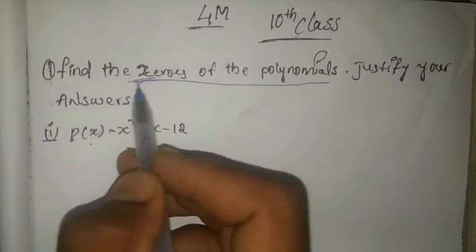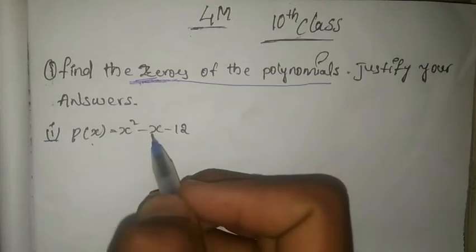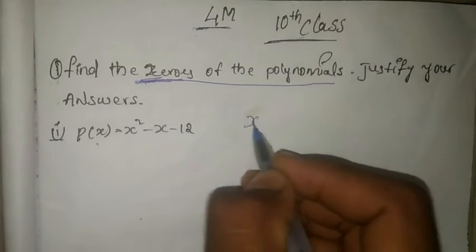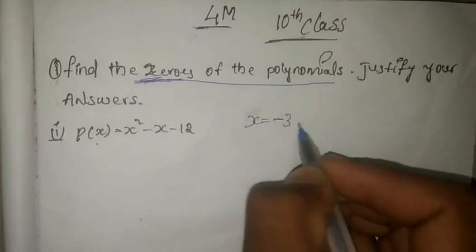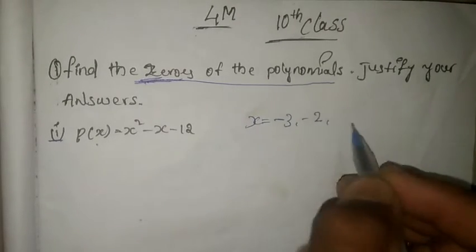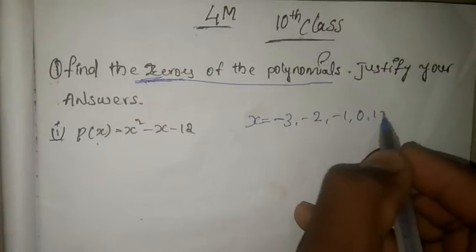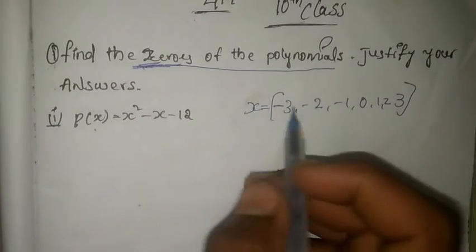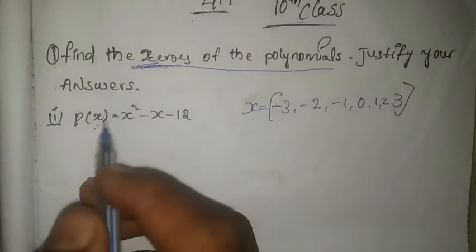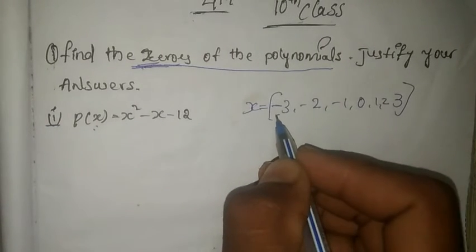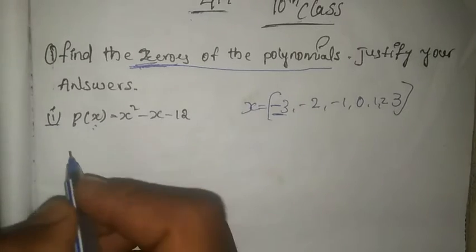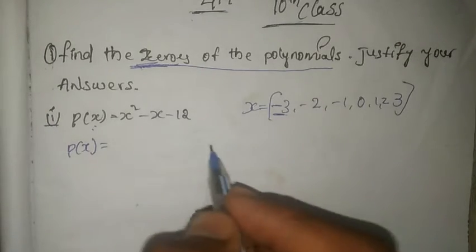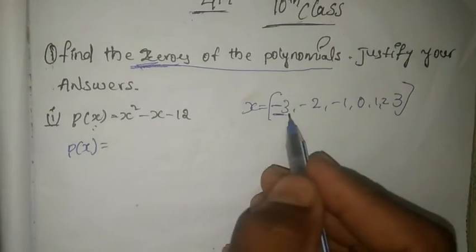We will see how many zeros we get with the x values. So now I am taking x values, that is minus 3, minus 2, minus 1, 0, 1, 2 and 3. I am taking these values in place of x. First we take minus 3. So p of minus 3: we just put minus 3 in the x place.